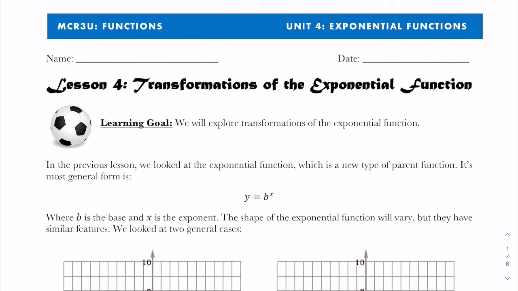Lesson 4, Transformations of the Exponential Function. In this lesson, we're going to look at how to apply transformations to the exponential function.